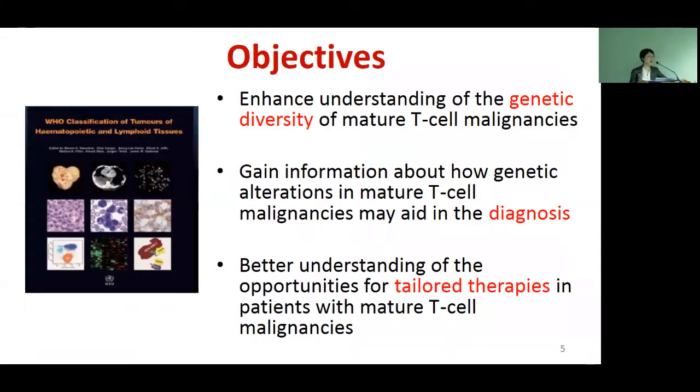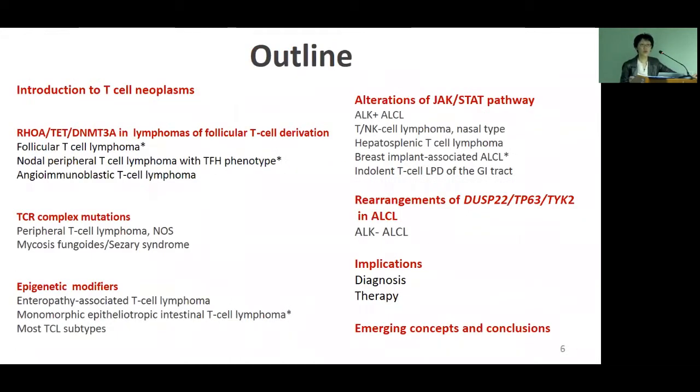The objectives for my talk today are to provide some emerging information about our understanding of the genetic diversity of mature T-cell malignancies, gain information about how genetic alterations in these tumors may aid in the diagnosis, and then importantly, how our understanding of the genetic basis of these relatively rare tumors provides opportunities for tailored therapies for patients currently and in the future.